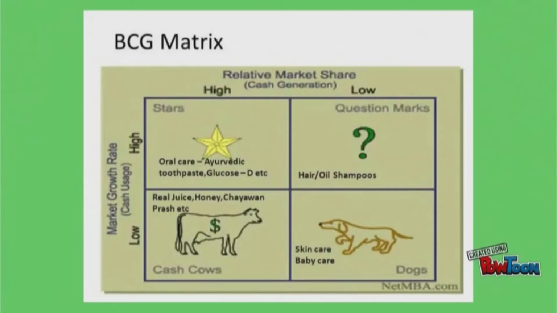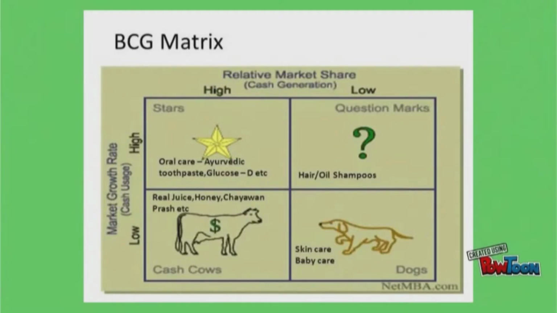Within the diagram, stars go in the upper left quadrant and question marks are put in the upper right square. At the bottom, cash cows go on the left and dogs are placed on the right. The diagram visually shows that stars have high market share and a high growth rate, while question marks have low market share and a high growth rate. On the bottom, cash cows have a low growth rate but a high market share, and dogs have low market share and low growth rate.